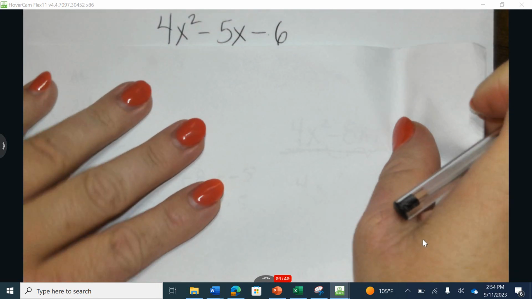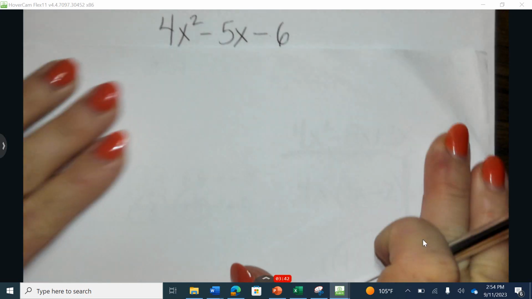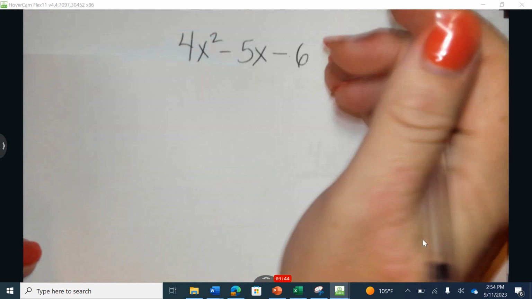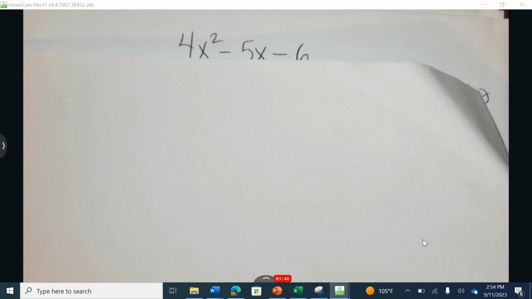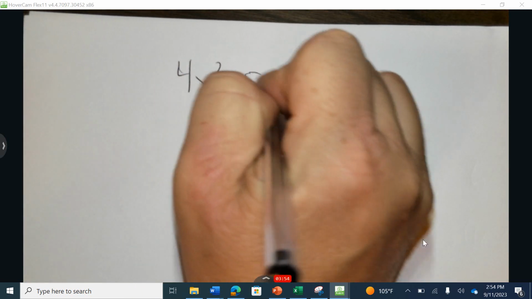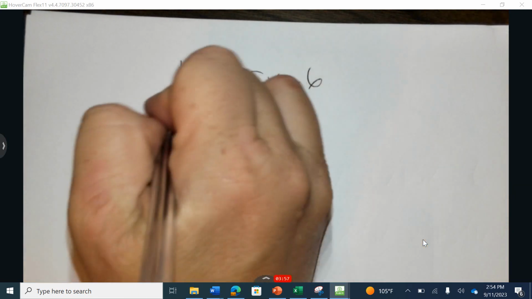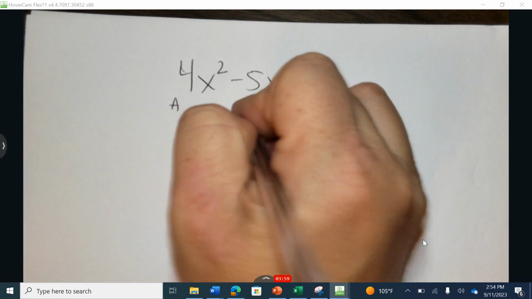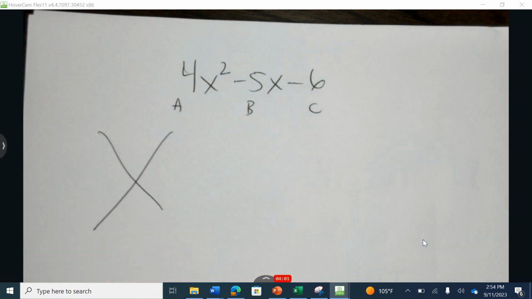I'm going to go over the second method. The second method, to me, may be a little bit quicker for some of you. I'm not sure which method you were taught by. I did ask the freshman teachers what method they used, and so I am exposing you to both methods. 4x squared minus 5x minus 6. Well, in much the same way, this is the A, this is the B, and this is the C. So it starts off the same way.